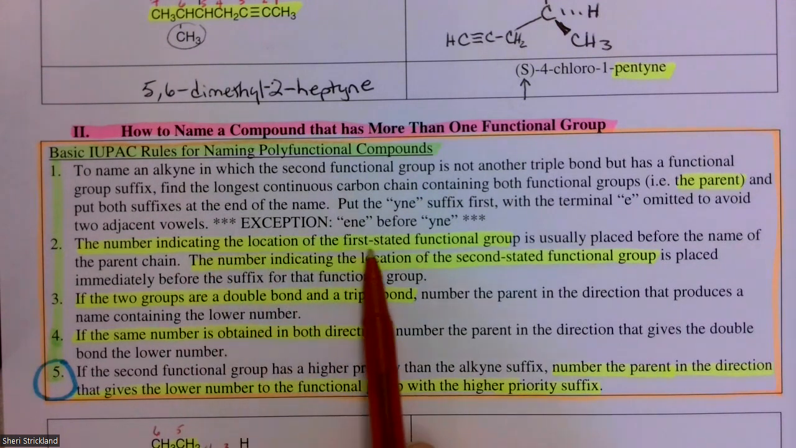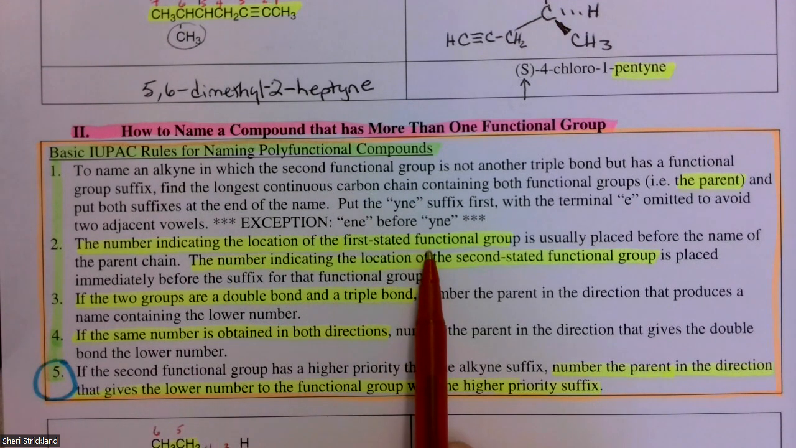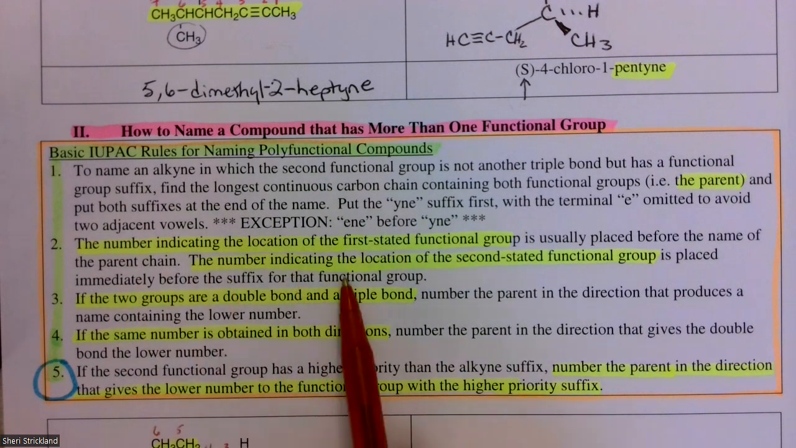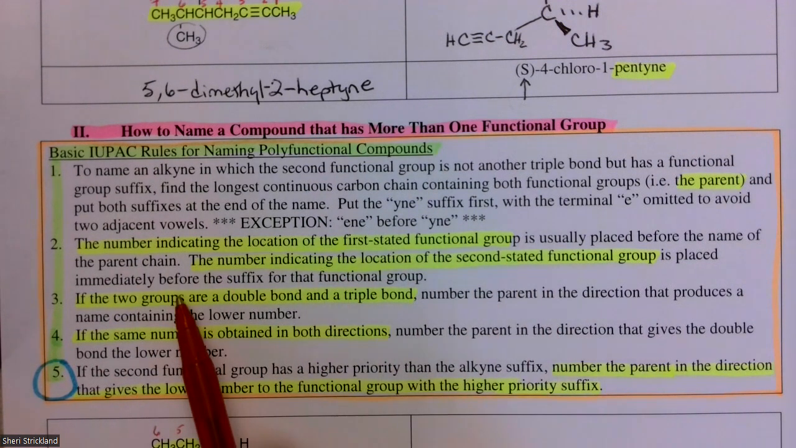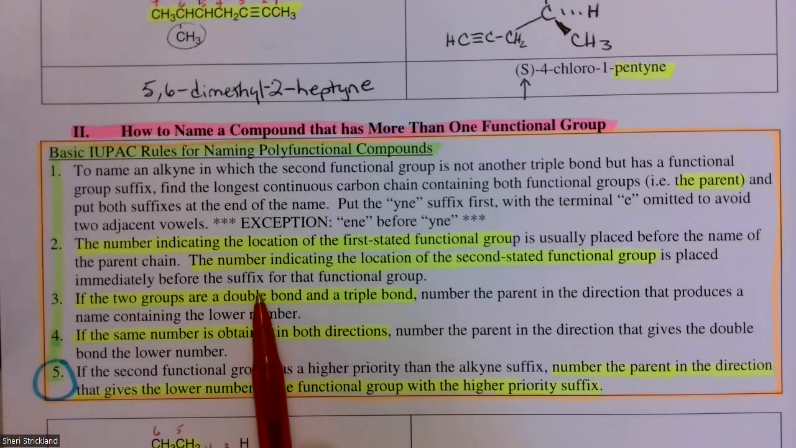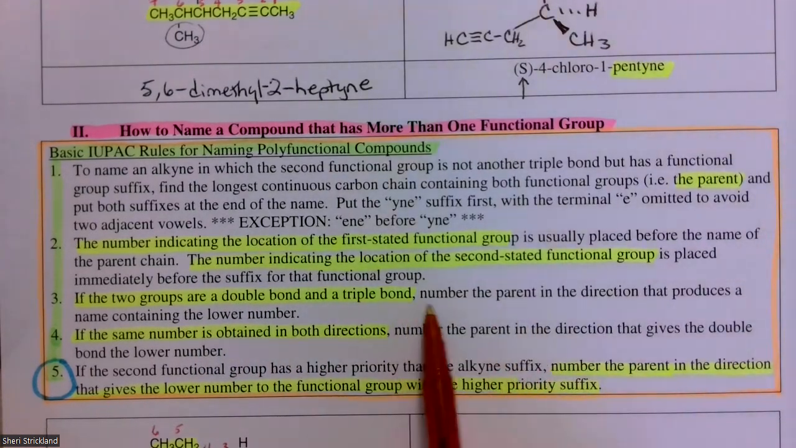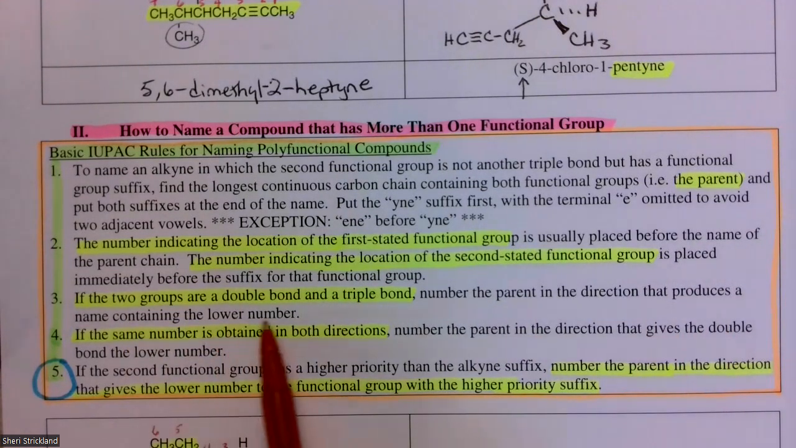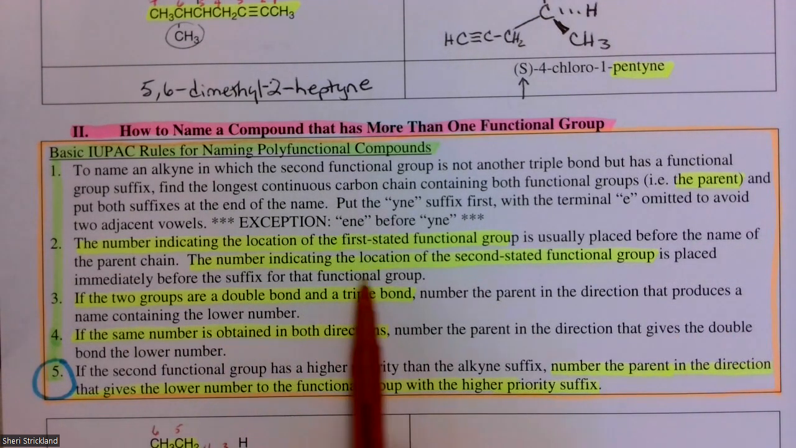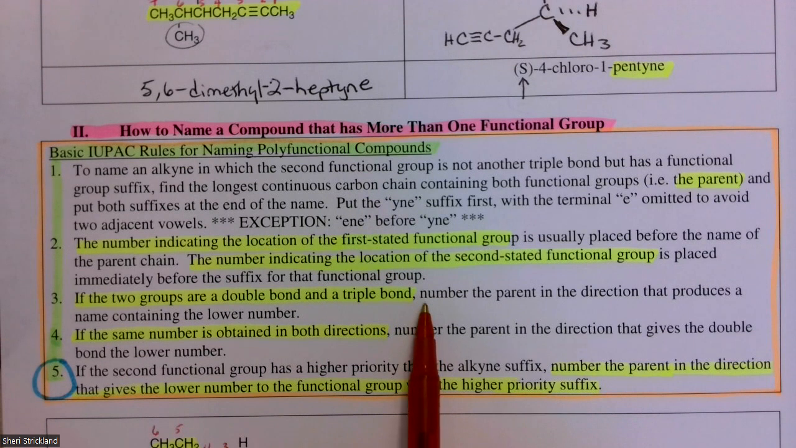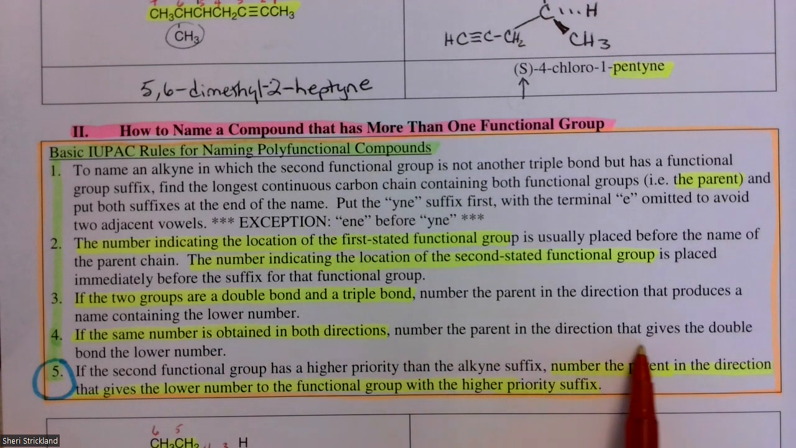All right, the number indicating the location of the first stated functional group is placed before the name of the parent. The number of the second is placed immediately before its suffix, and we'll see that. If the two groups are a double bond and a triple bond, you number the parent in the direction that produces the name containing the lower number. Because remember, they have approximately equivalent nomenclature priority. But it's possible that when you do that, you're going to get the same number in both directions. And in that case, you break the tie by numbering the direction that gives the double bond the lower number.